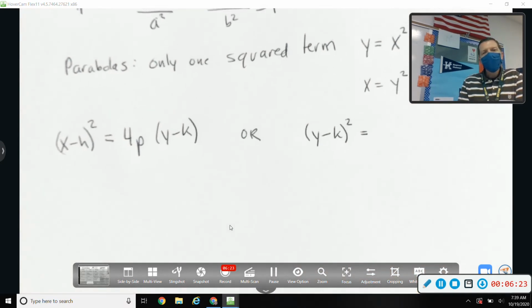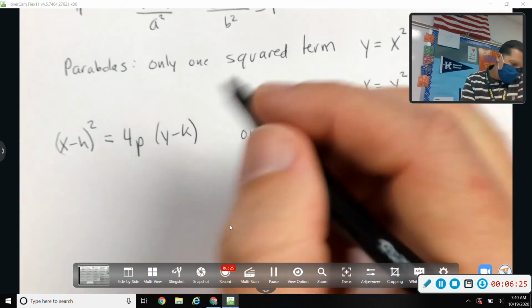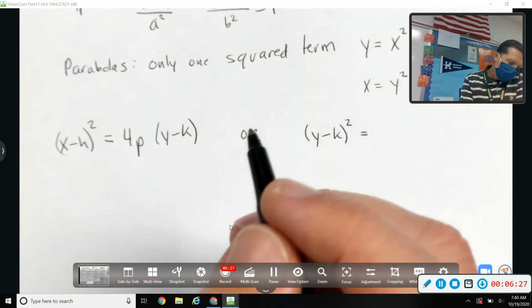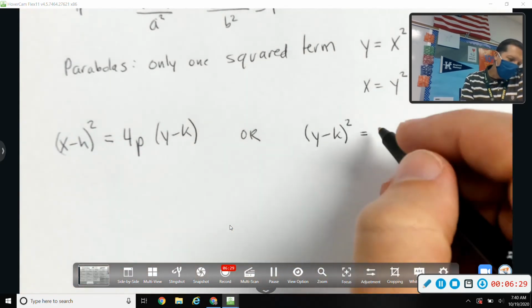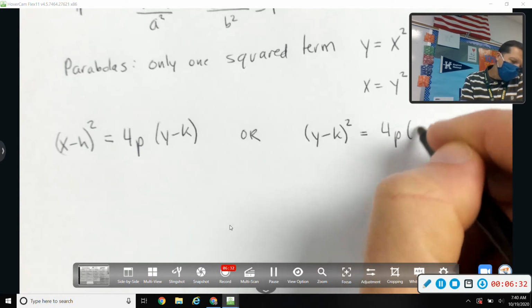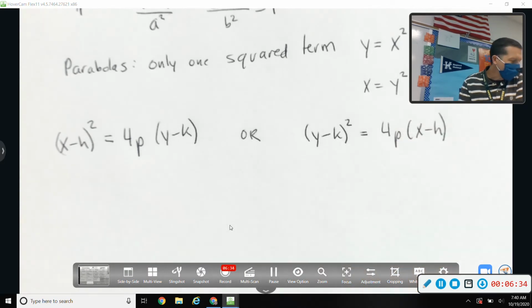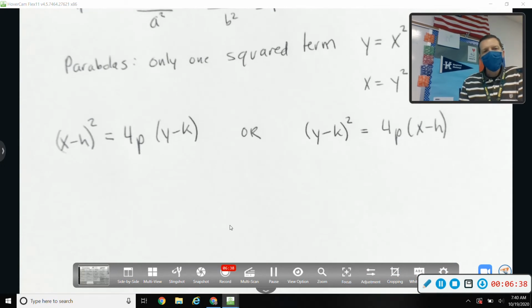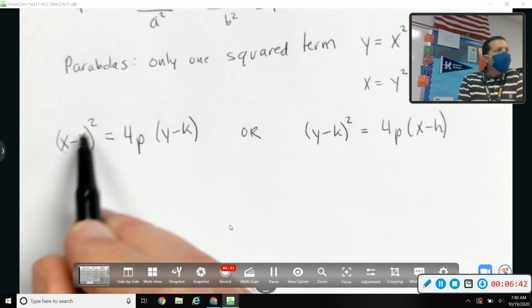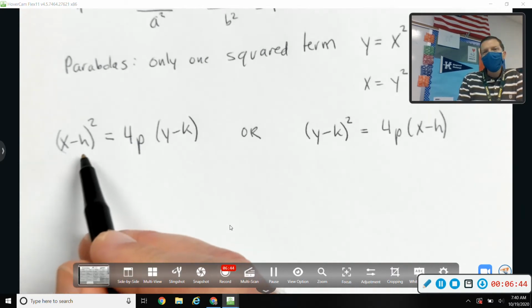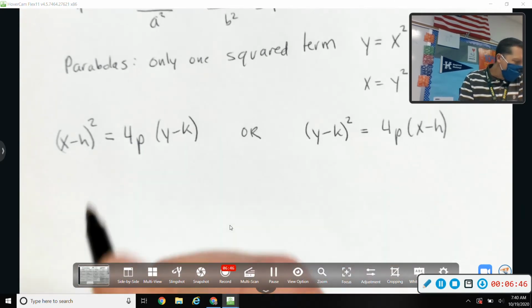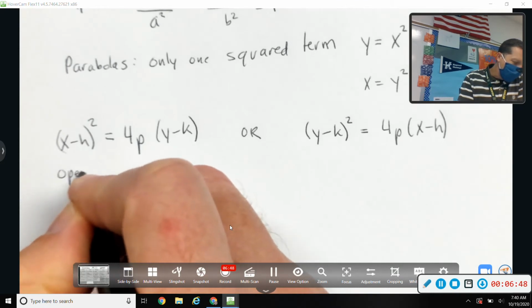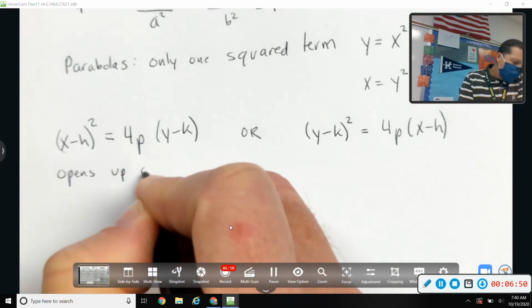Or y minus k squared equals 4p times x minus h. Well, the first one, the x term is squared. That's what you're used to seeing. That's kind of the normal thing. So that one opens up or down.